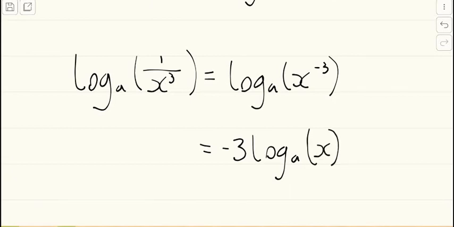Okay, and that's it. In the next few videos, we'll be looking at how to combine this law and the addition law, or the multiplication law, sorry, and the division law to solve some slightly more complex problems. That's it for now.